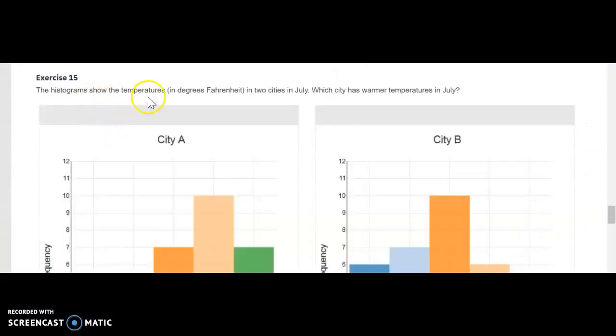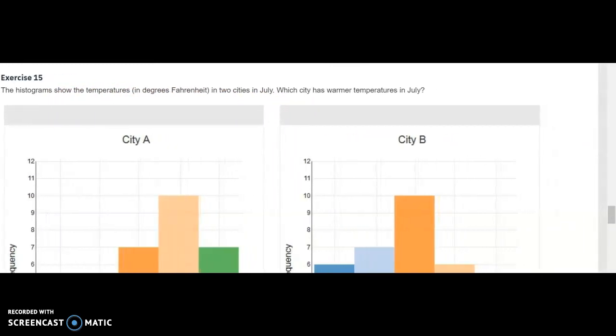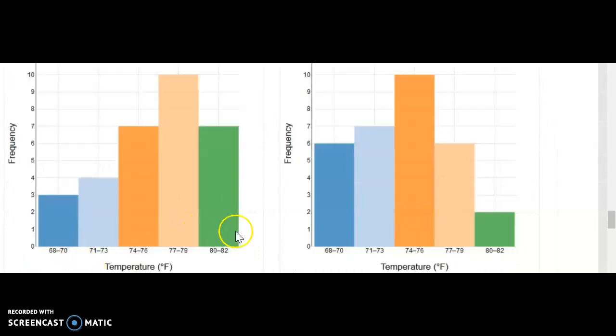The histograms show the temperature in degrees Fahrenheit in 2 cities. Which city has a warmer temperature in July? And when you look at it, when we add up the frequencies, the number of days is going to be the same. What you look at is, without having to add all of this, we can just look to see, these are the higher numbers. Which one has the higher numbers that are taller? Well, over here, yeah, but look at how many numbers over here with lower temperatures, and look at how low that temperature is. So the higher numbers are going to be city A.